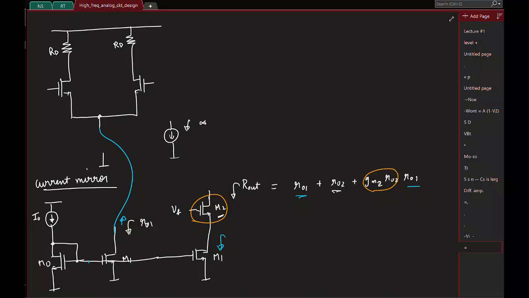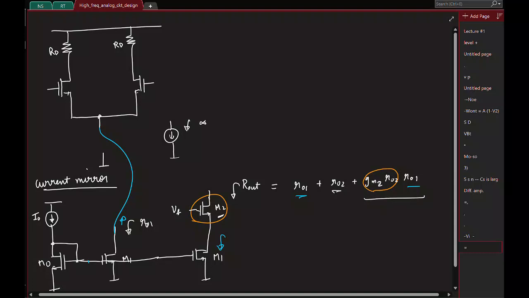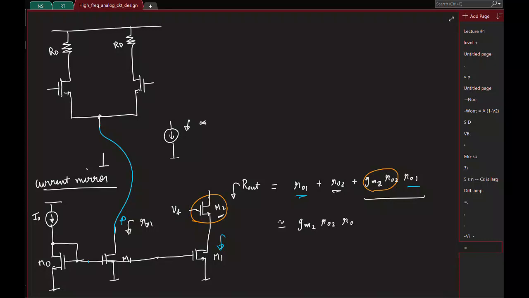And most of the time you will find that the third term will be the dominating factor. So you can basically approximate it as gm2 r02 times r01. So basically whatever resistance you have here at the bottom seems to be multiplied by the intrinsic gain of the transistor you put up, and that's how you get a higher output resistance. Okay, great. Oops, sorry, made a mistake here.